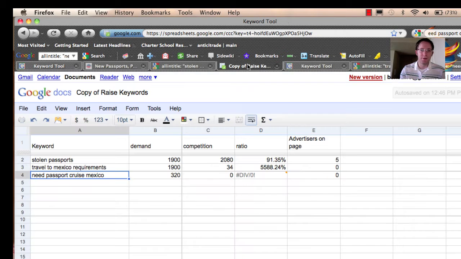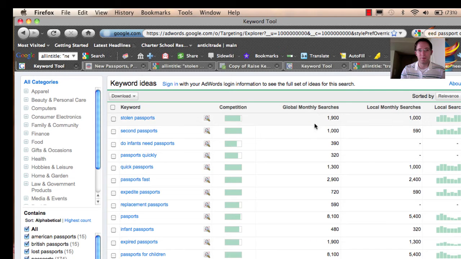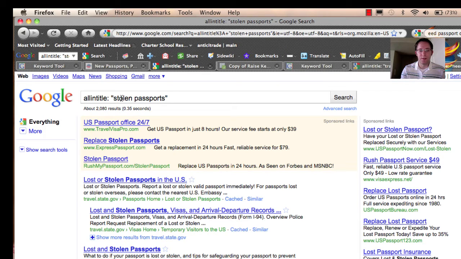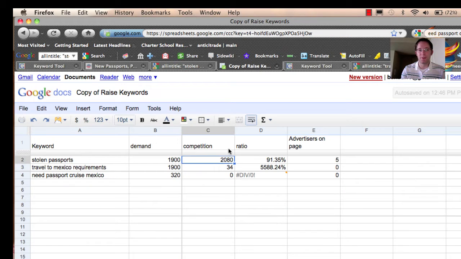And so I started a keyword research spreadsheet, and as you can see here, I chose stolen passports as my first phrase, and I got the demand off of the Google keyword tool, which was 1900. Then to find the competition, I went to the Google search engine and did an all-in title search for stolen passports and found that 2,080 results showed up, and that's where I get my competition number for the spreadsheet. Then to create a ratio, I divide the demand by the competition and get a ratio of 91%.